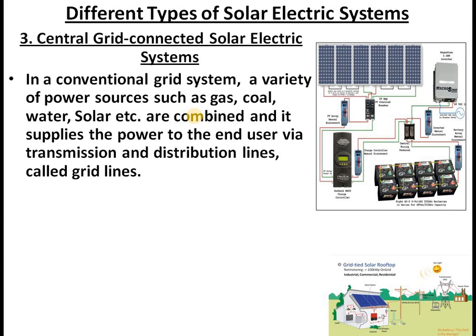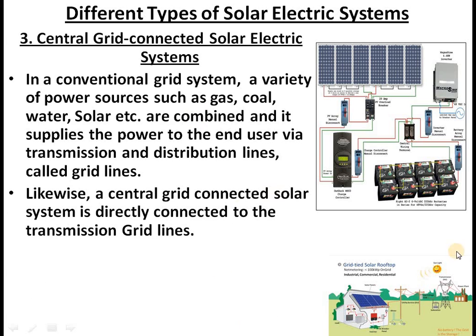So the grid system may be receiving energy from different sources. They may be drawing from hydroelectric sources, from nuclear sources, from thermal power plants. Similarly, they may be drawing from solar power plants, and that is distributed to cities and villages. So that's a major difference. Here the central grid connected solar system is directly connected to the transmission. That means the major difference is that there is no direct domestic connection as in the previous case.